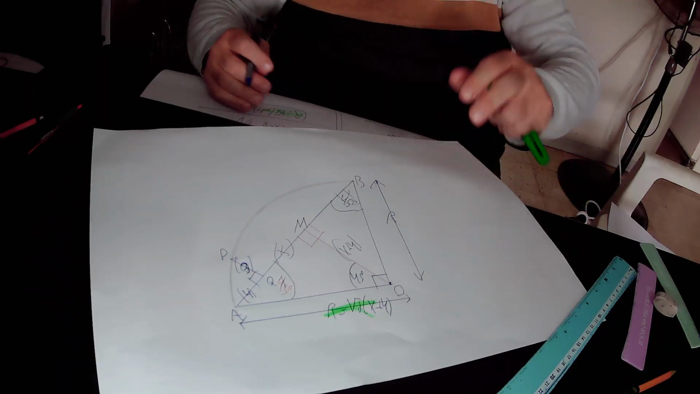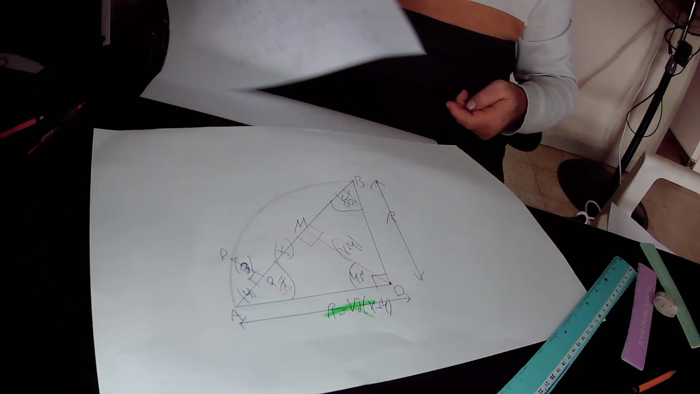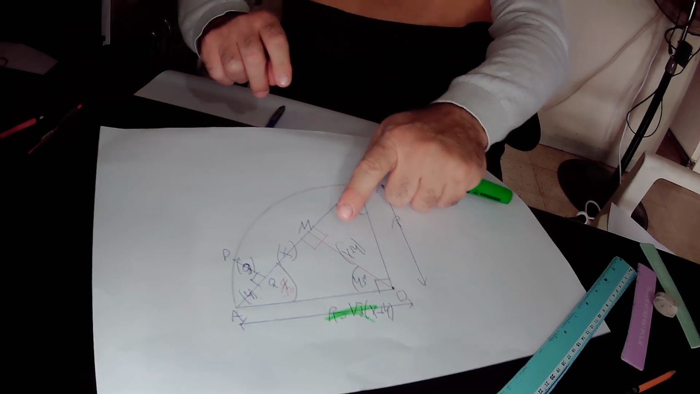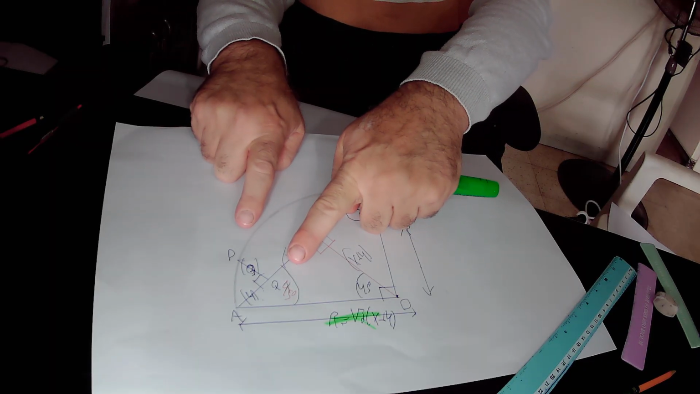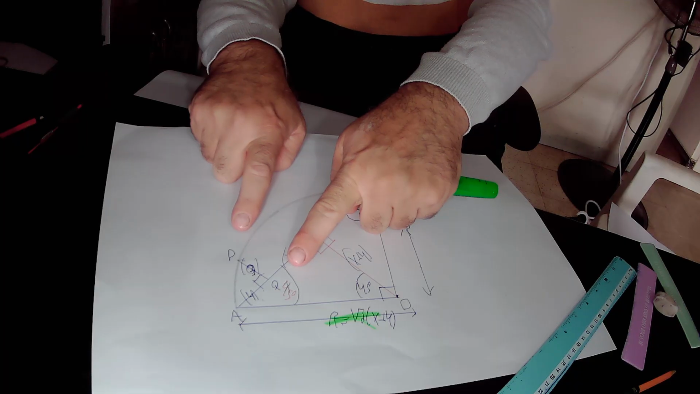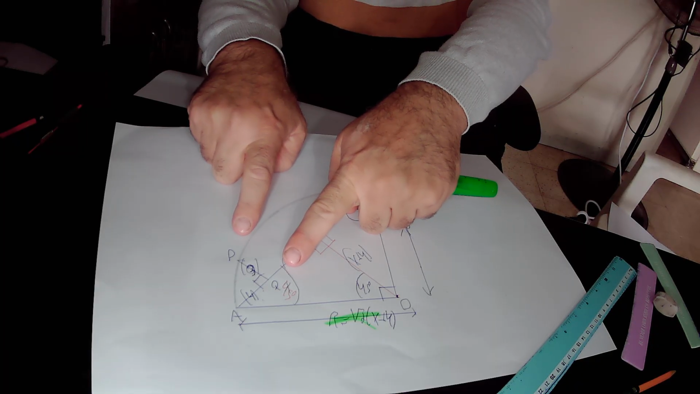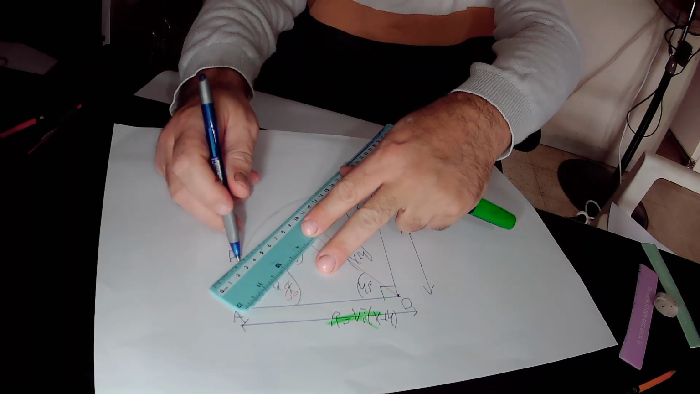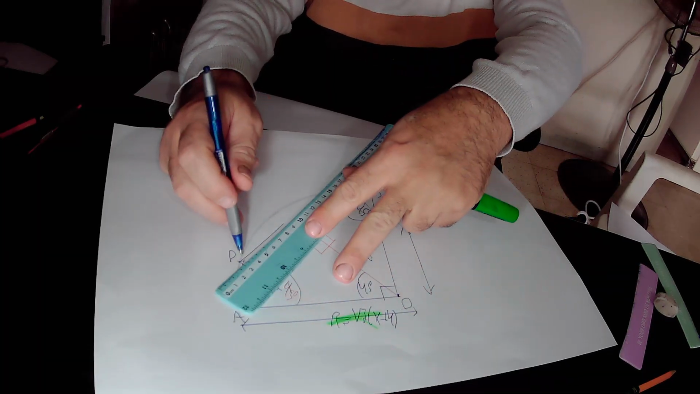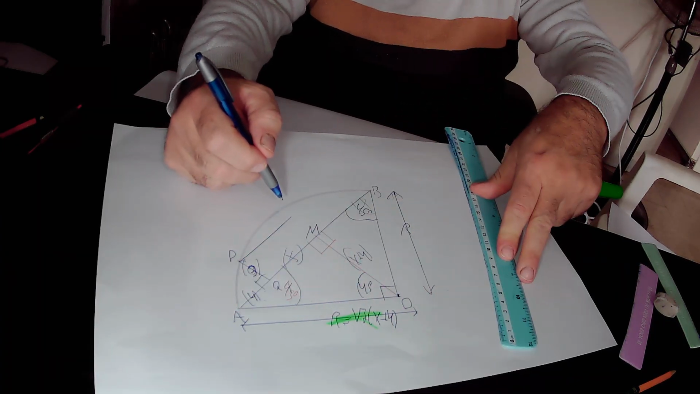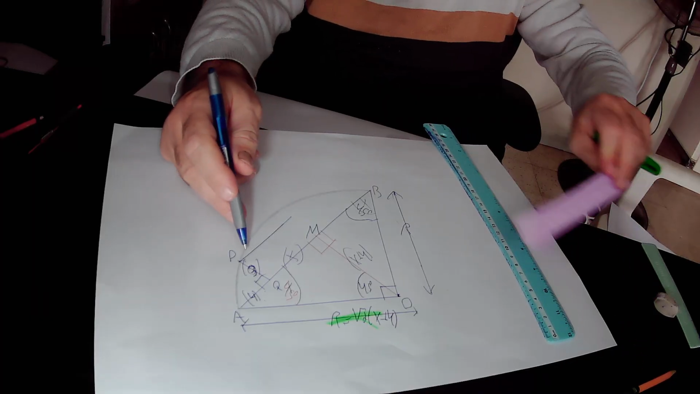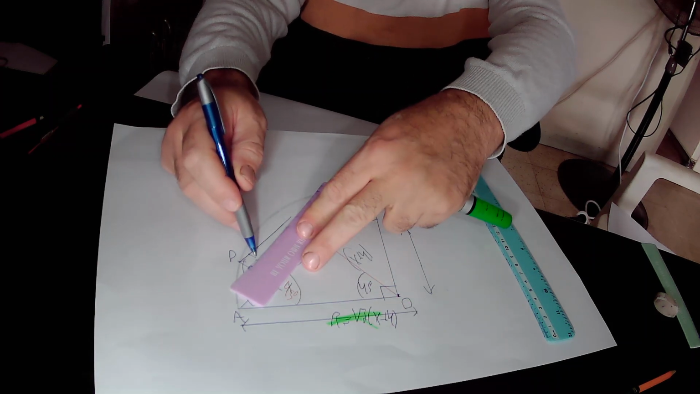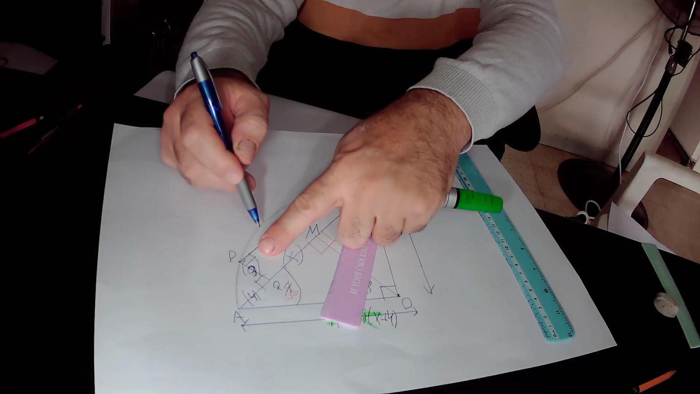In the next step, we will do another construction. That is to say, we will draw a perpendicular on this short line segment PQ at point P. So here, this angle equals 90 degrees according to our construction, because we drew a perpendicular at PQ at point P. So this angle equals 90 degrees.